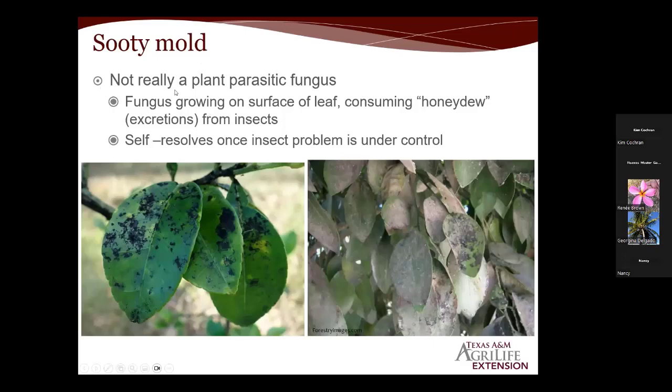Sooty mold is not really a plant parasitic fungus, but something I get a call about a lot. It's actually a fungus that grows just on the surface, eating insect secretion, so insect poo, basically, also known as honeydew. This will resolve and completely go away once you get your insect problem under control. It looks gross, though.